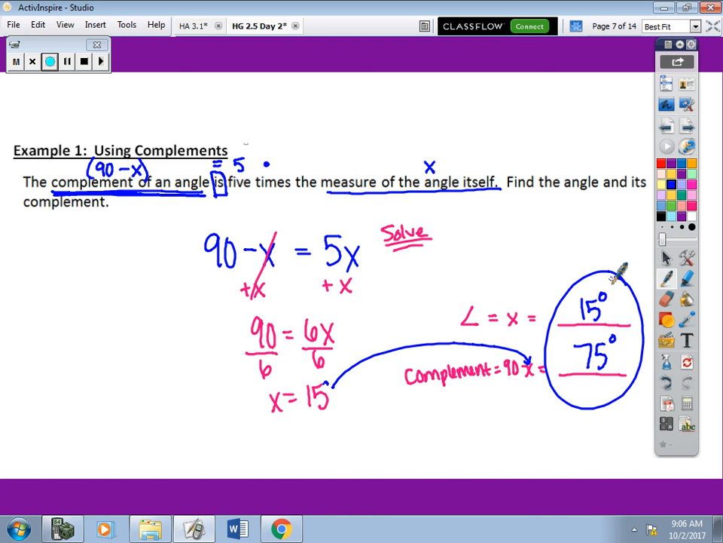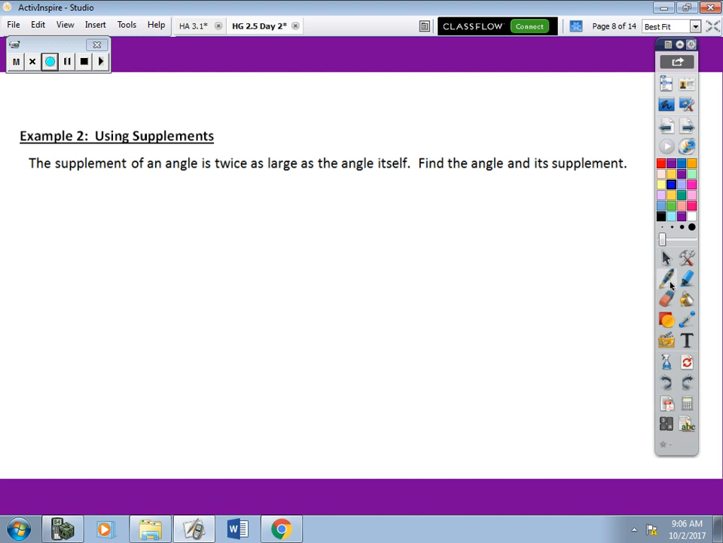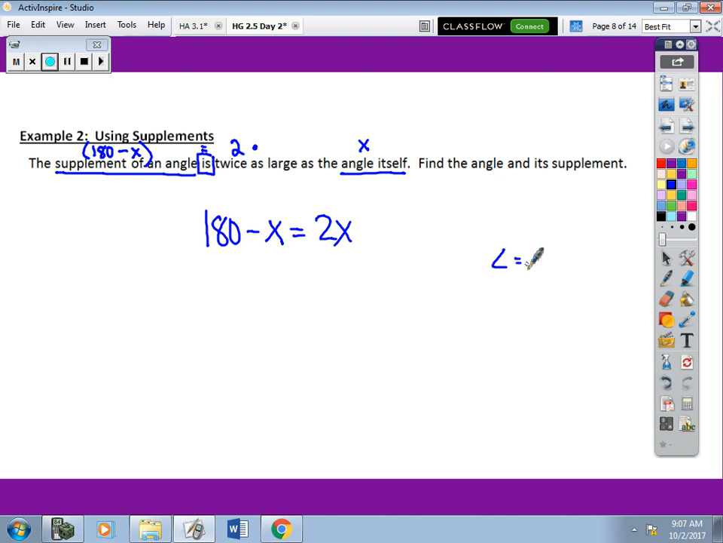Okay. The next one is using the supplements. So the supplement of an angle. So the supplement is 180 minus x. 180 minus x is, where is our equal sign, twice as large, that's 2 times, twice as large as the angle itself. The angle itself is just x. See if you guys can solve that equation and find the angle itself and find the supplement.